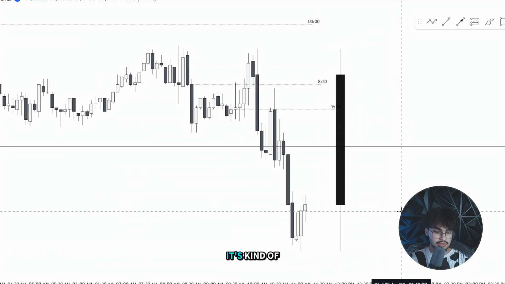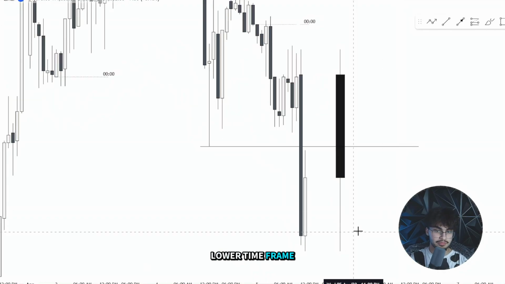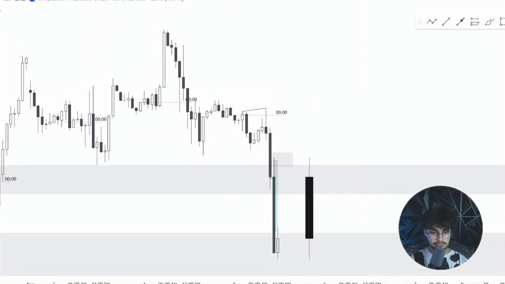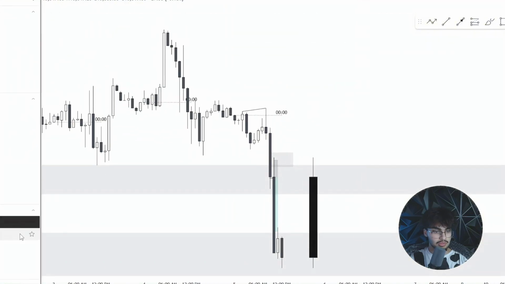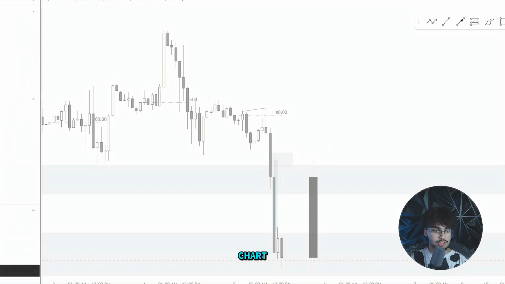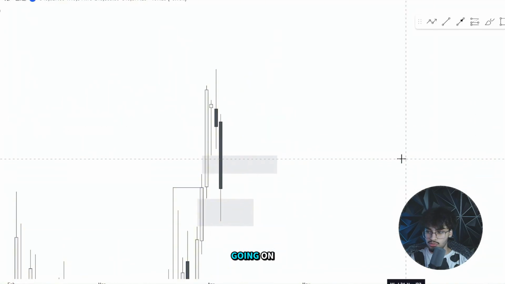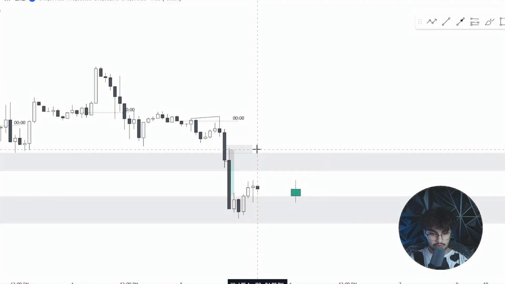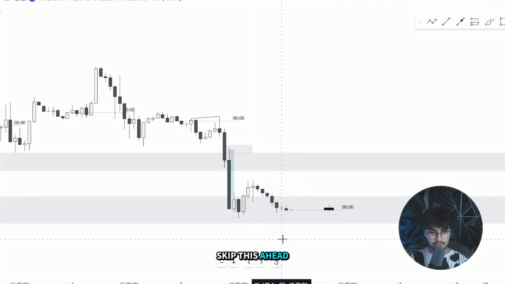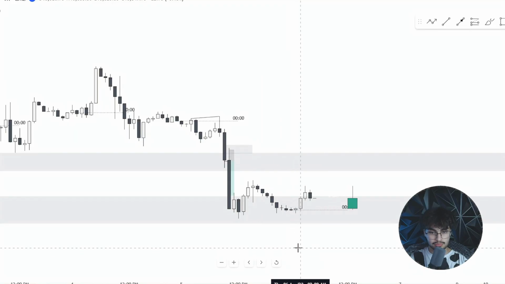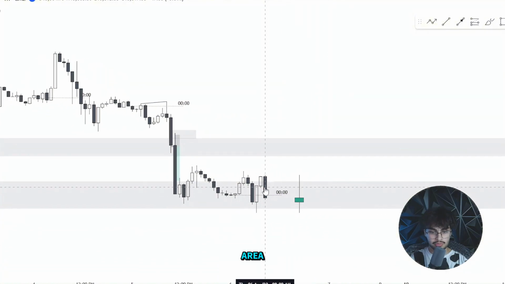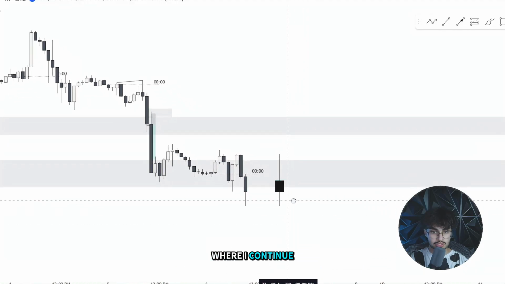Let's just move on to the next day. It's kind of disgusting. We can't go down to the lower time frame. Go back to NQ. Let's go over to the daily chart and see what's going on. So skip this ahead. 11, 12, 5 a.m., 6 a.m. I would want a continuation off this area where I continue higher.